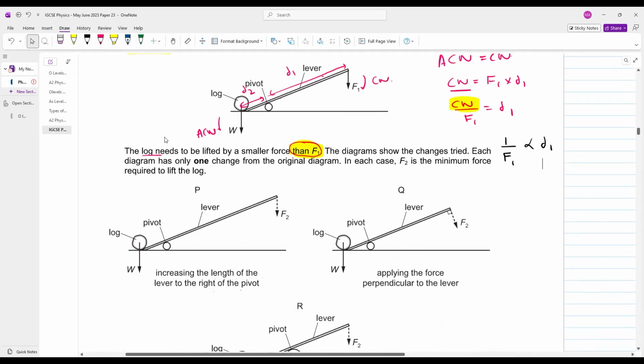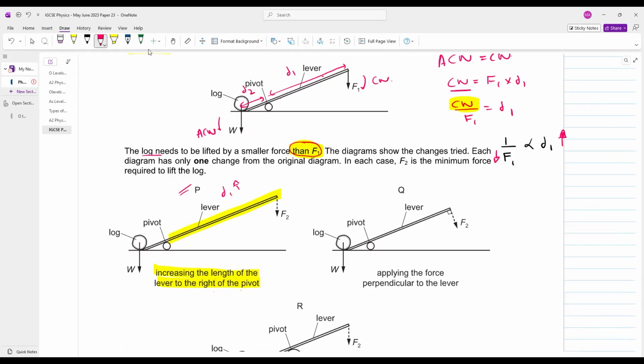So let's see if we have any options like that in which if we increase the distance, the force F1 decreases. Okay, let's examine option P. Increasing the length of the lever to the right of the pivot. Yes, you are increasing this length. You are increasing distance D1. So as you can see from this inverse proportionality relationship, as the distance D1 increases, force F1 will decrease. P is the correct option.